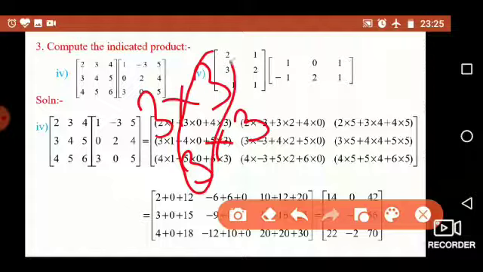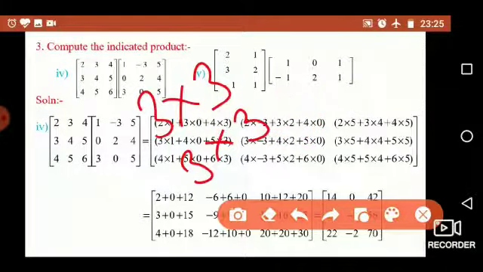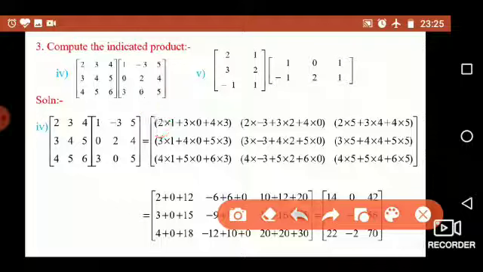In this case also, the number of columns in the first matrix is equal to the number of rows in the second matrix. Therefore, the product exists and the resulting matrix will be of order 3 cross 3. Students, let me take the simplification of the product of the matrices. Let me begin with the matrix multiplication.